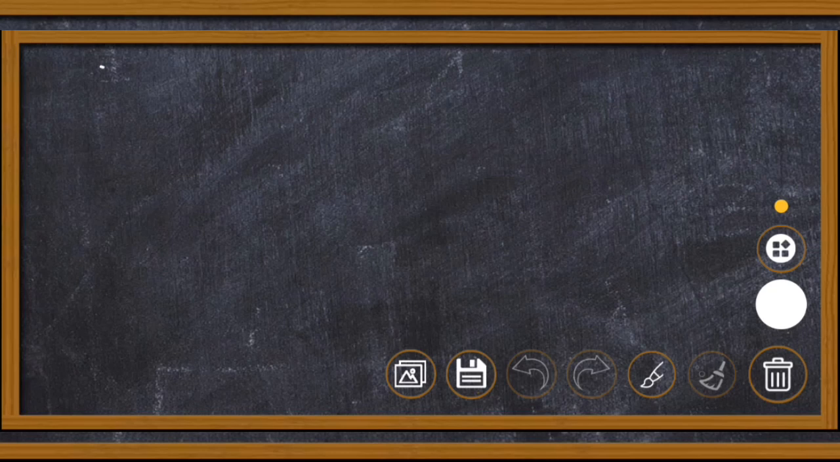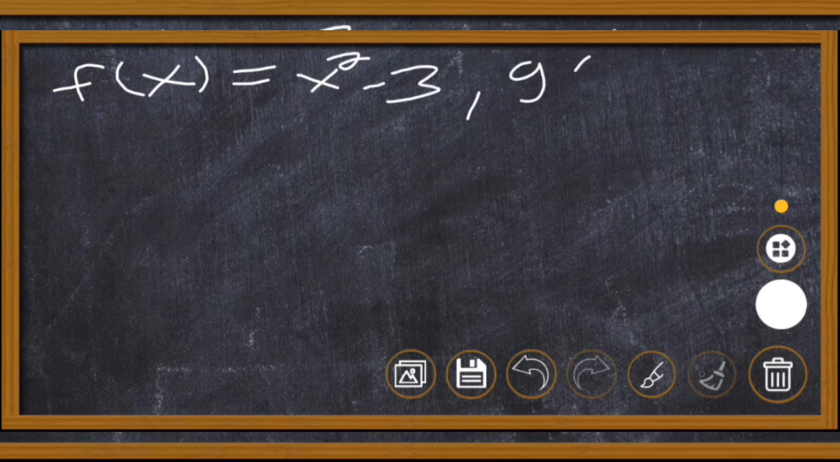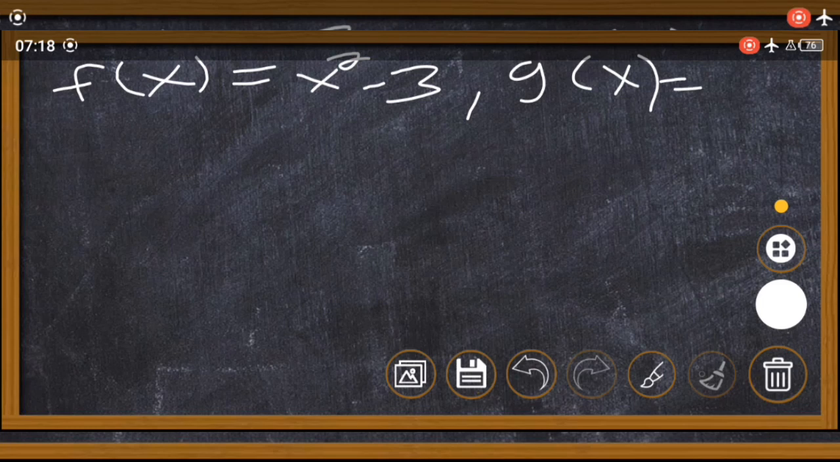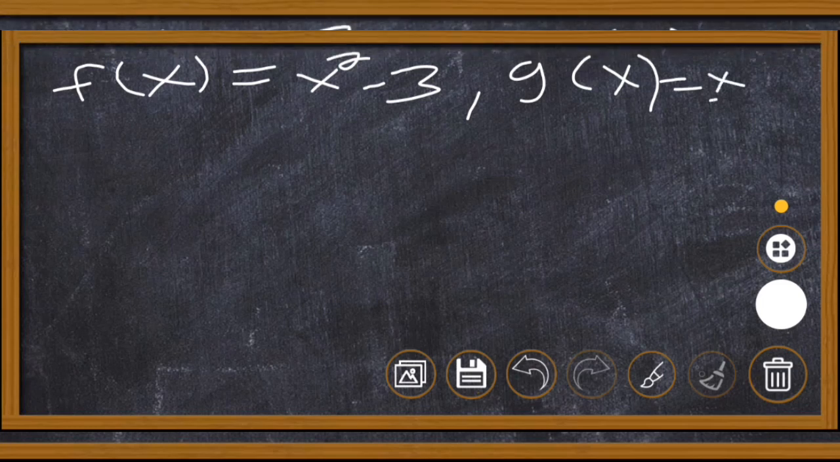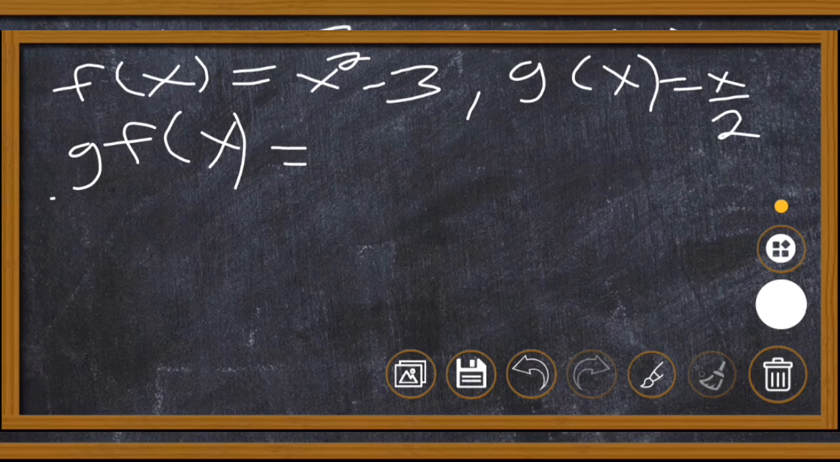Let's say you have f of x equals, let's say, x squared minus 3, and then g of x, let's say this equals x over 2. And then you have been asked, let's say, to find g f of x. So how can we go about this? So what this simply means is that in this function of g, where there is x, we replace with the function of f. So the function of g, where there is x, we replace with the function of f.